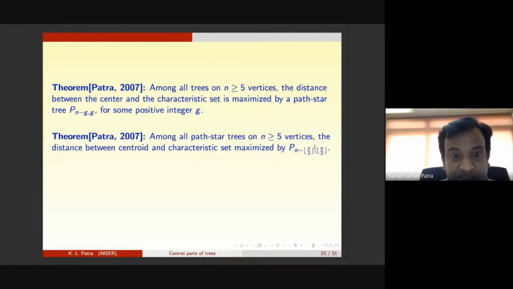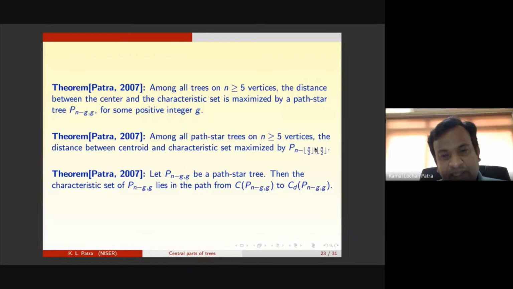So in 2000, we proved that all three distances are maximized by path star trees, and we know that for center and centroid, the distance is maximized by P_n with g equal to n by 2. What we proved is that among all path star trees, so you take any path star tree, the characteristic set lies from the path center to centroid.